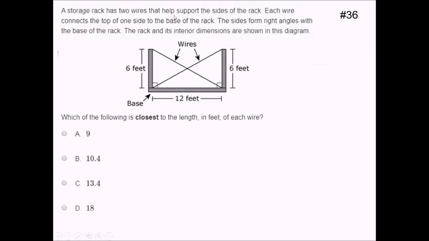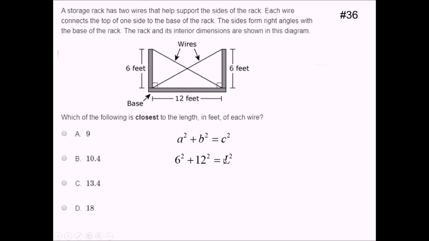For this problem, we have a storage rack with 2 wires supporting the sides. What's the length of each wire? So we're given 6 feet, 12 feet. These are right triangles, so we use the Pythagorean theorem. A squared plus b squared equals c squared. So we can write here 6 squared plus 12 squared, or vice versa, equals this missing side squared. I'll write that as L, but you can pick whatever letter you want for that.